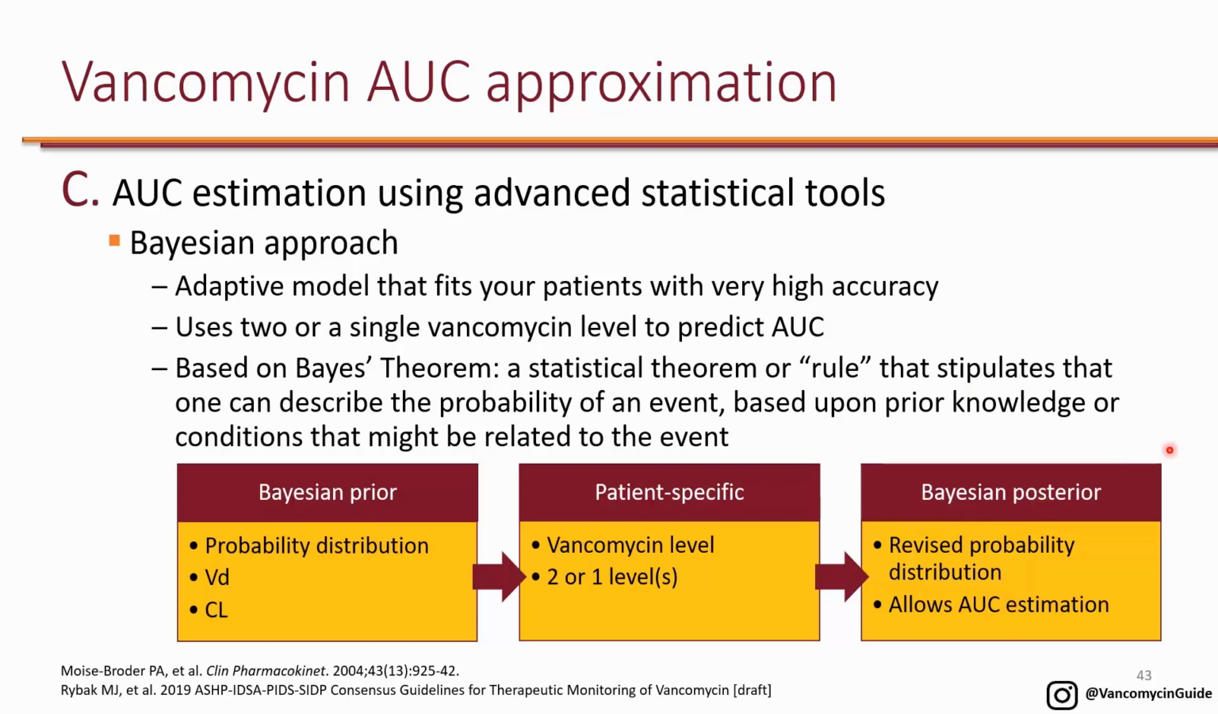So I imagine that over the next few years, more and more hospitals will adopt Bayesian software. There are ways to build this software into Epic or other systems. There are also web-based versions of Bayesian software that can be used. So over the years, we will see more and more of the Bayesian approach being utilized.